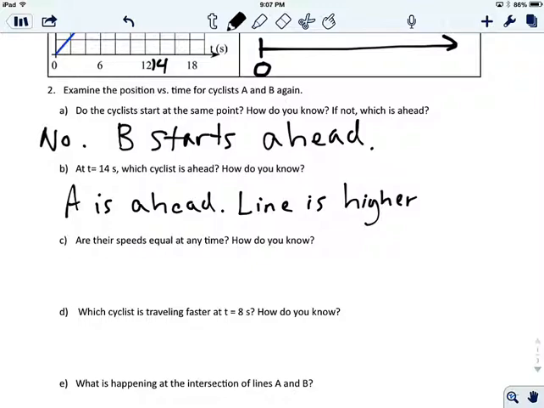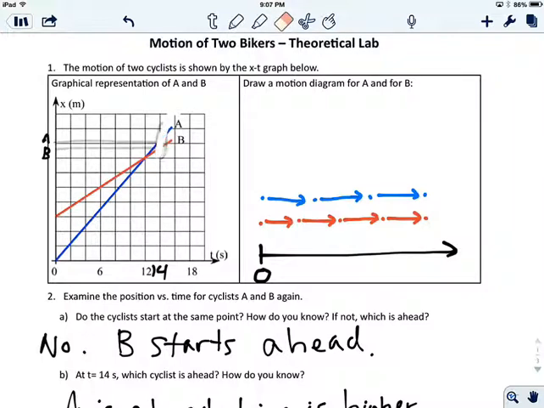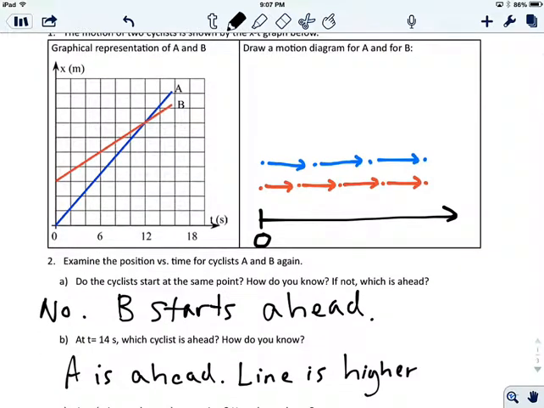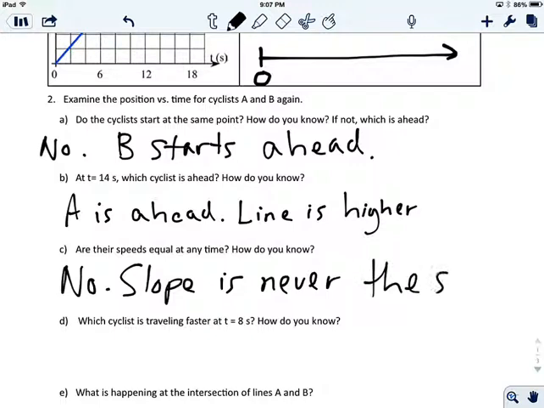Are their speeds equal at any time? How do you know? Well, let's go look. This is a tricky question. They're trying to trick you here, guys. They want you to say, yeah, sure, their speeds are equal right there. That's not true, okay? Remember that we tell their speed based on the slope of the line, and there is no point here where the slope is the same. A is always going the same speed, and it's always faster than B. So the answer here is no, and we say slope is never the same.